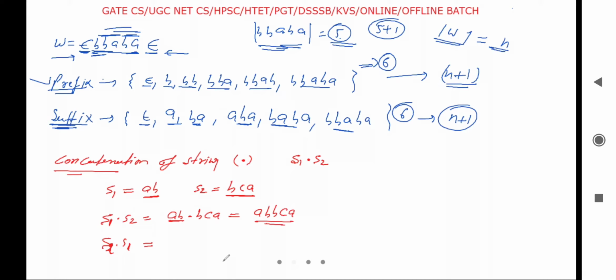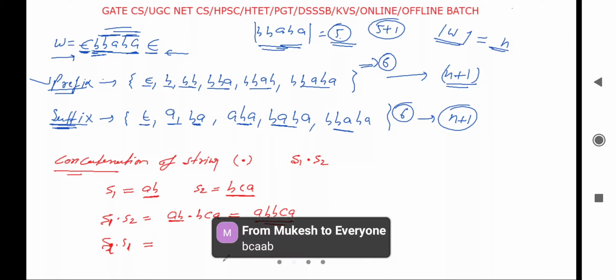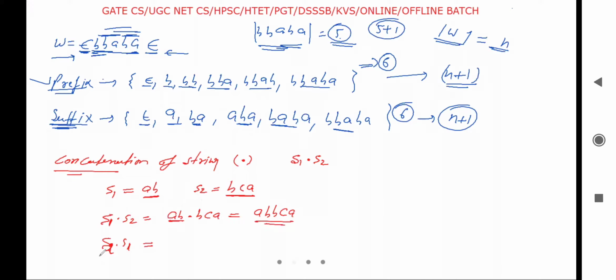Okay, BCA and AB. Right, so concatenation for this one is nothing but, firstly we'll take this one, BCA, concatenate AB. So here it is AB. Finally it becomes BCA, and after that AB. So this is what the concatenation is.